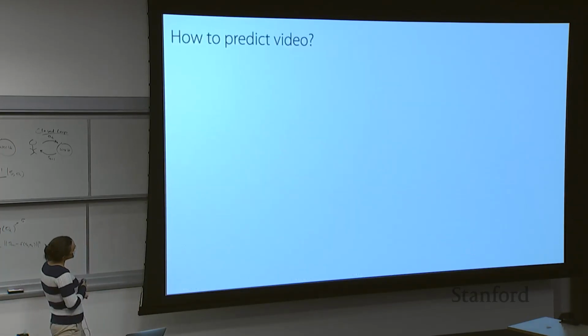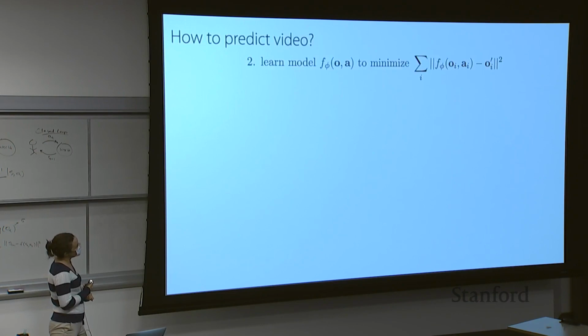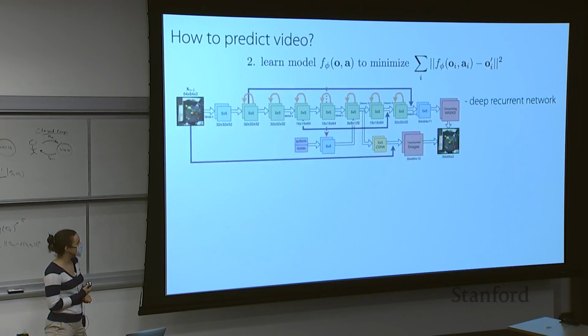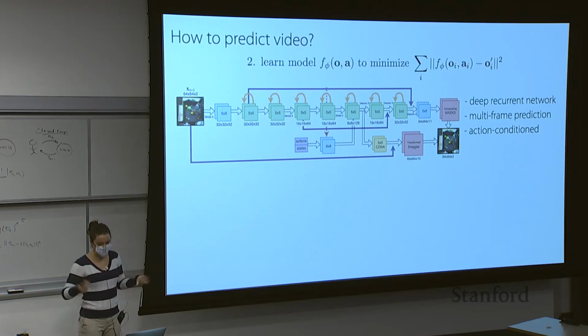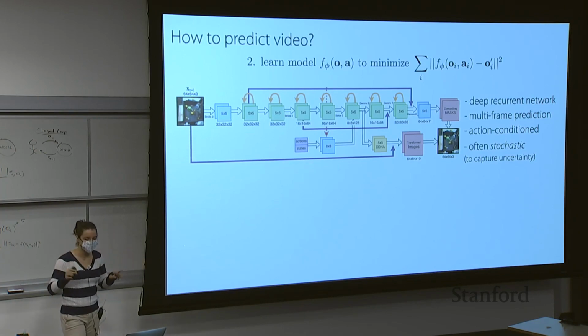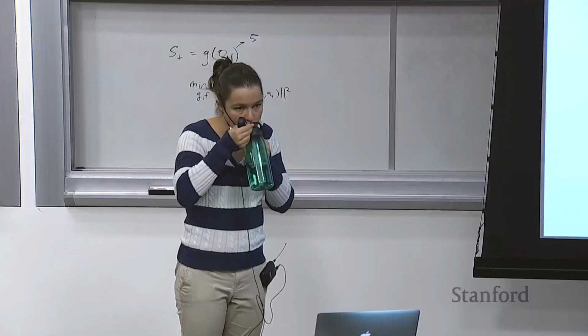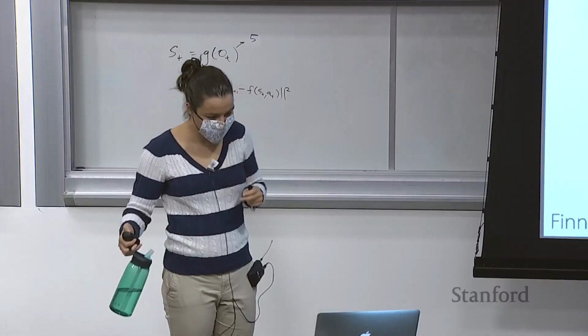As a couple of details here, in terms of how to predict video, some of the best approaches right now use a deep recurrent neural network. They try to predict multiple frames into the future, and they condition that network on actions so that it incorporates the robot's actions into its prediction of the future. Oftentimes these models are stochastic, in order to capture the uncertainty about what future images will look like. Yeah? One quick question about the slide before. If you go back, how do we optimize for the action sequence?